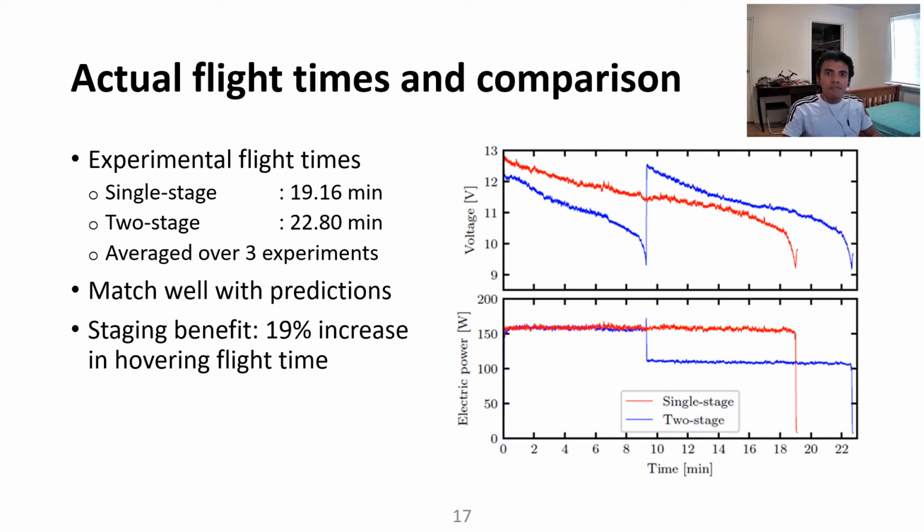In the power curve, we see a clear decrease after ejecting the first stage. Since the total energy is the same, the two-stage case clearly gives a higher flight time due to reduced power consumption.